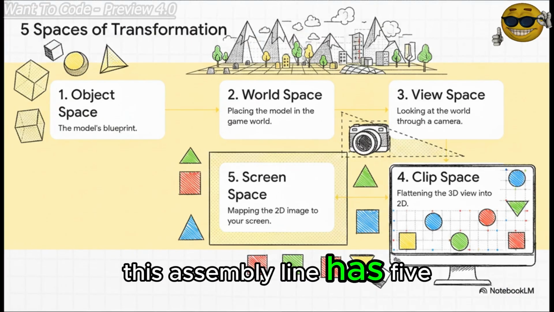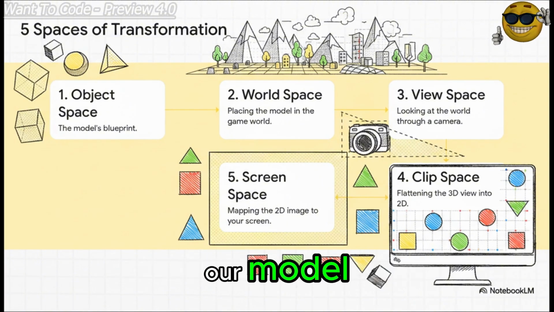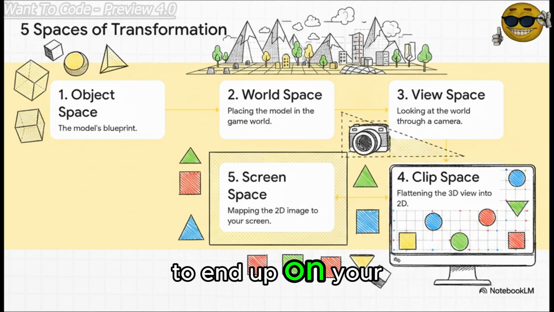This assembly line has 5 main stations, or spaces. And every single vertex of our model, every single point, has to pass through every single one of these spaces to end up on your screen.